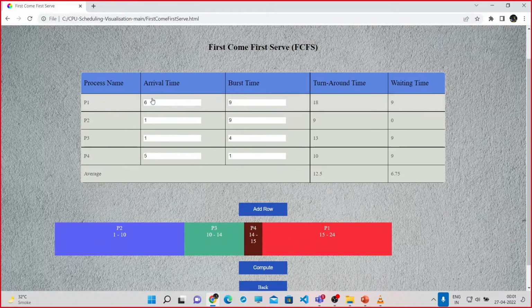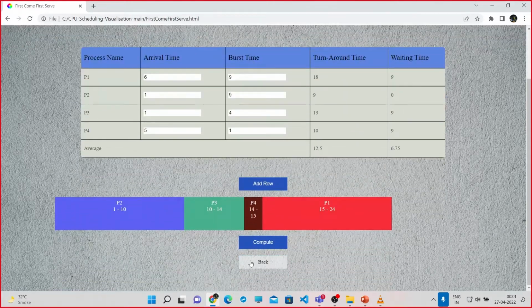So this is the perfect output. Like we can see here, P2 and P3 both have an arrival time of 1 second, but the process with the lower number will execute first, which we see here is P2. Now Samrat will explain shortest job first.